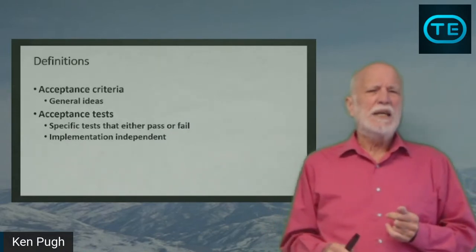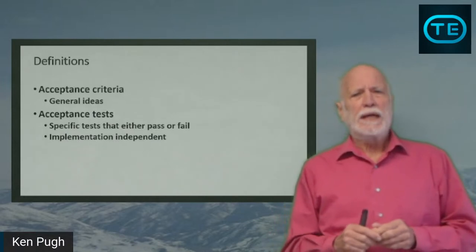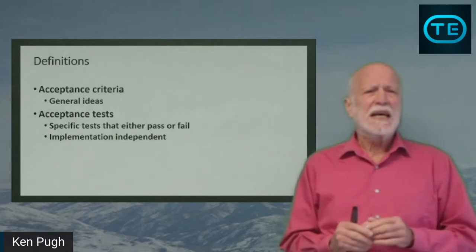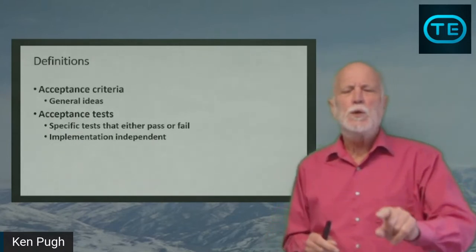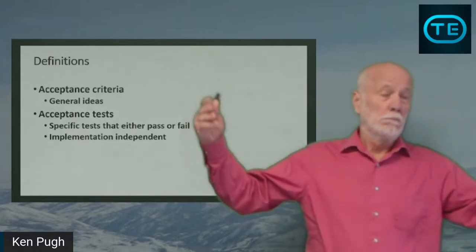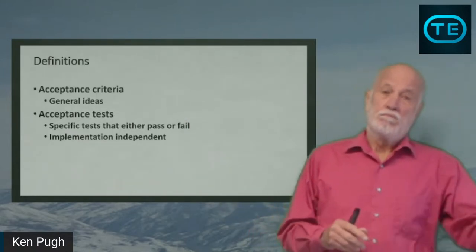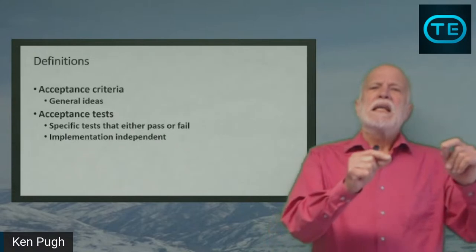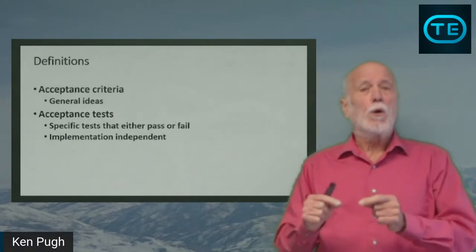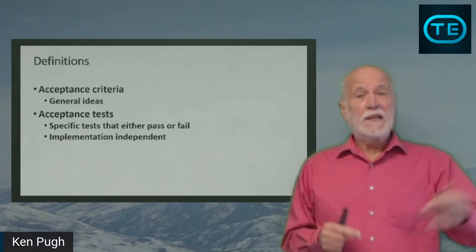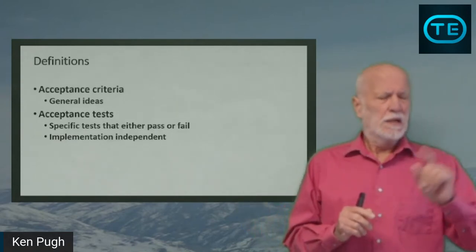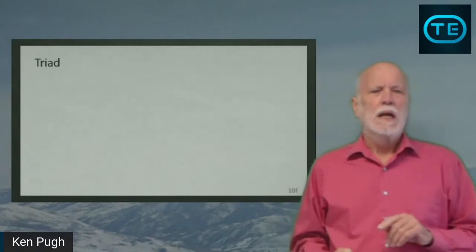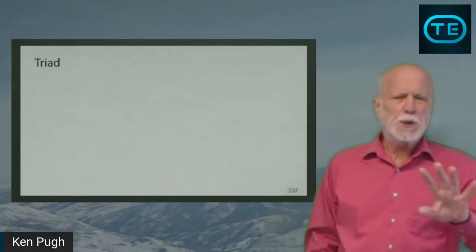So what's an acceptance criteria? Well, we're doing a calculator. The sum must be correct. Acceptance test: when I add 2 plus 2, I get 4. No questions. Maybe I also want to go -2 plus -2 = -4. That's a specific test that either passes or fails. If it fails, the system does not behave. It's doing unacceptable behavior. So let's talk about one more definition, the triad.